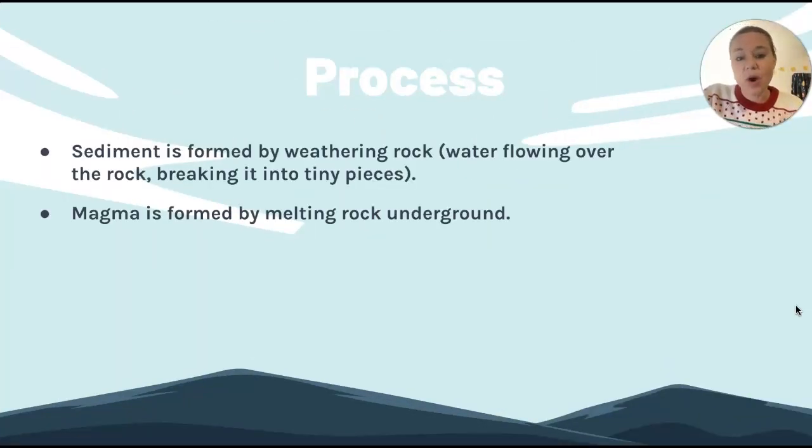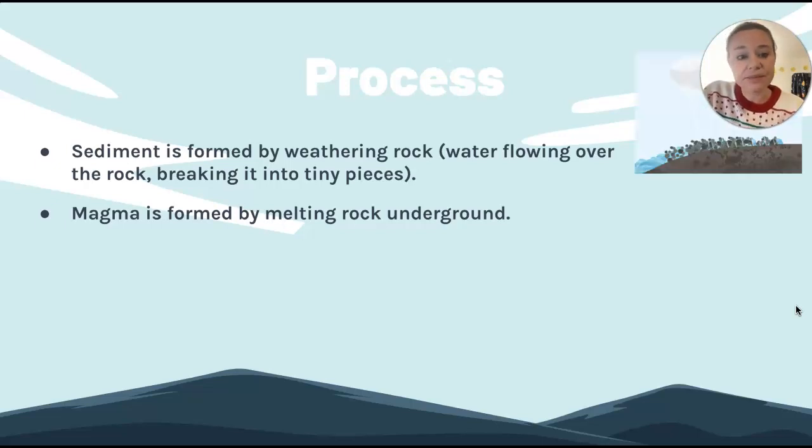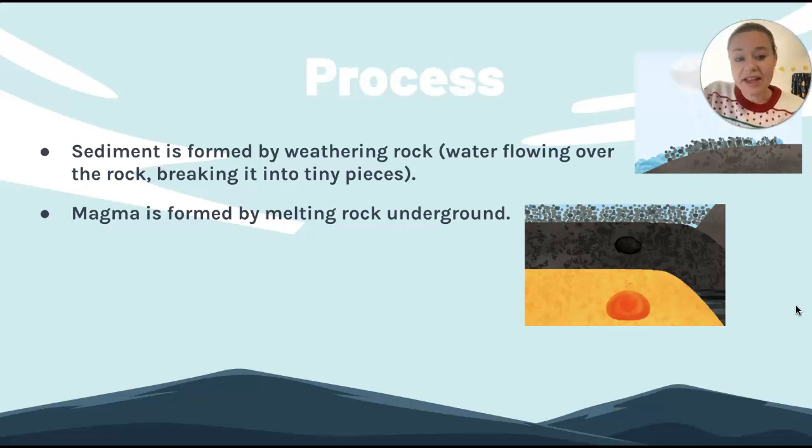So sediment is formed by weathering of rock, right? So we had in our simulation the rain come down and it crumbled up that rock, it weathered that rock, and then we also modeled it when we were making our Jolly Ranchers. So things like water flowing over land, breaking it into tiny pieces, we could have wind blowing it. We could also have water flowing underground, underwater, in the ocean that could break down rocks and make it into sediment as well. So magma is formed by the melting of rock underneath the ground.